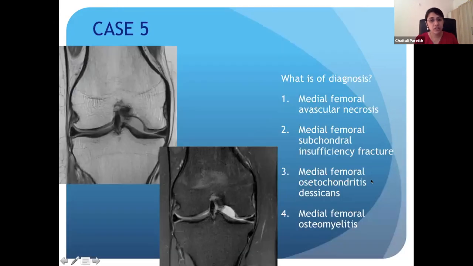Next question. Again, what is the diagnosis? Medial femoral AVN, medial femoral subchondral insufficiency fracture, osteochondritis dissecans, or osteomyelitis?